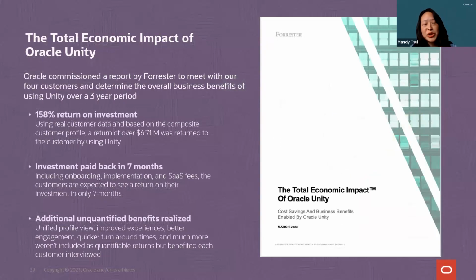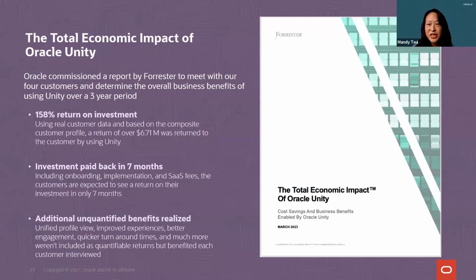The last report I would like to share here is our Total Economic Impact report. This was a report that was commissioned by Oracle from Forrester, where Forrester interviewed several of our customers to understand what kind of business benefits they have gained over the last 3 years. And this report came out this year in March. One of the customers said they saw a 158% return on their investment, and this was on about a $6.71 million investment. So that sounds pretty great.